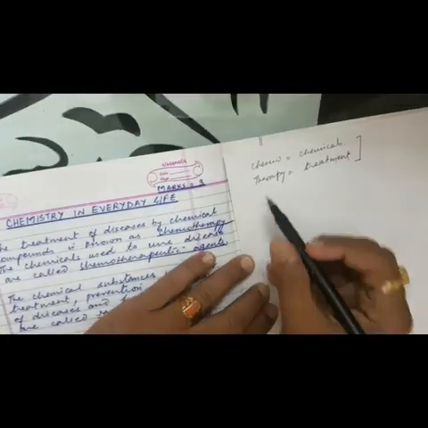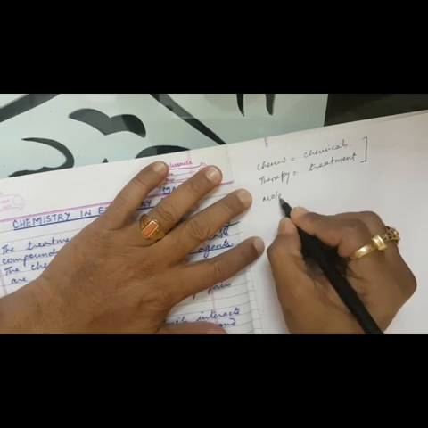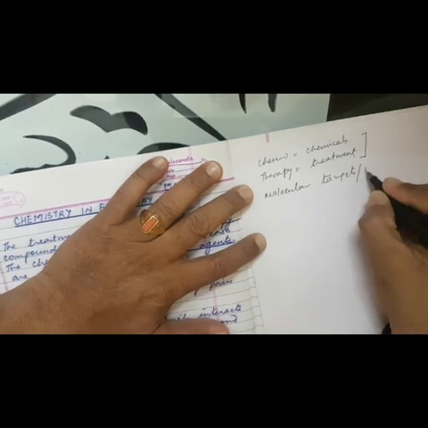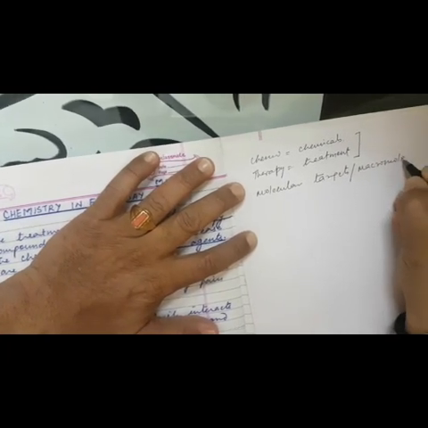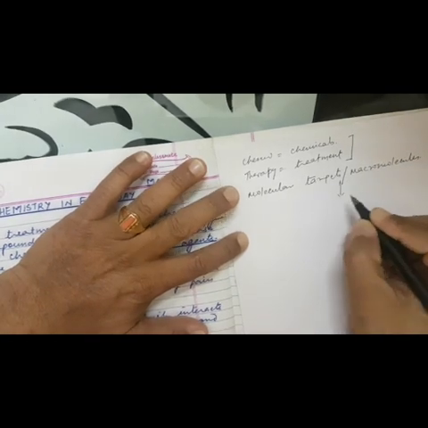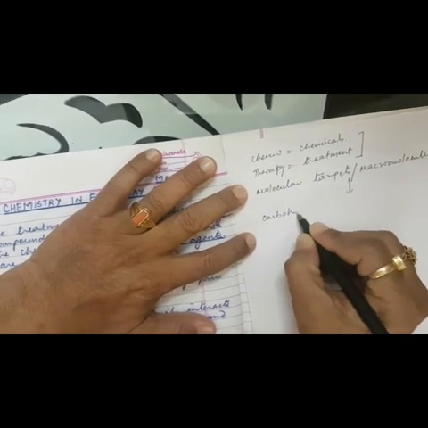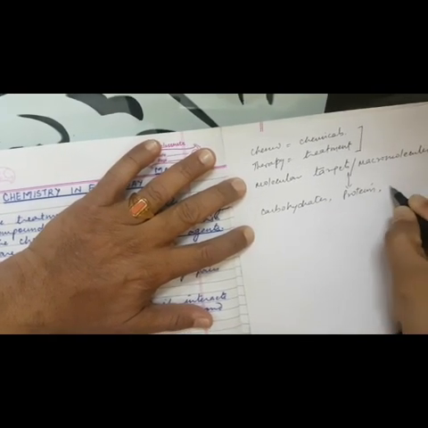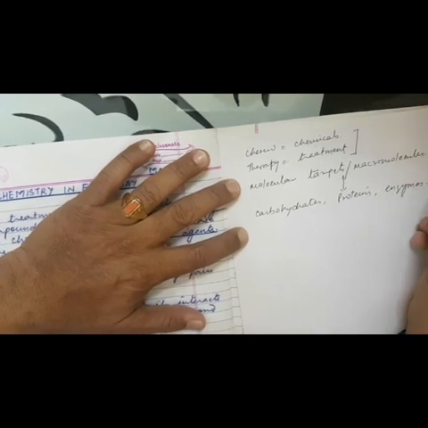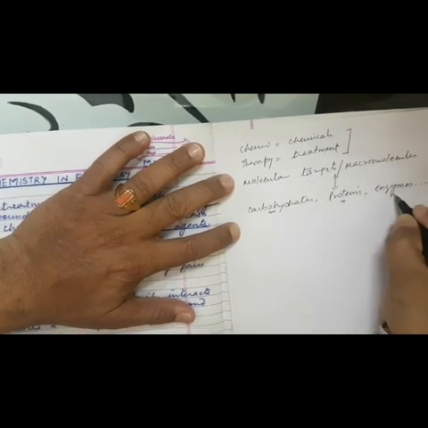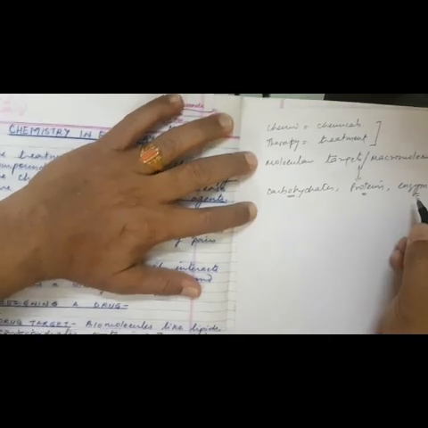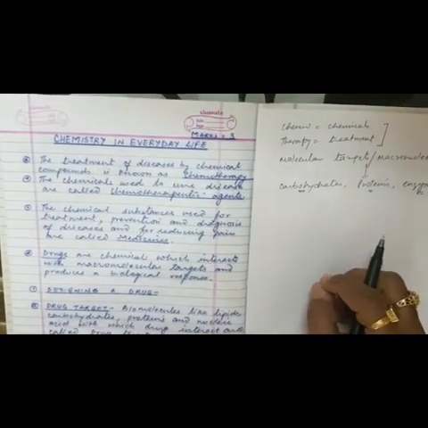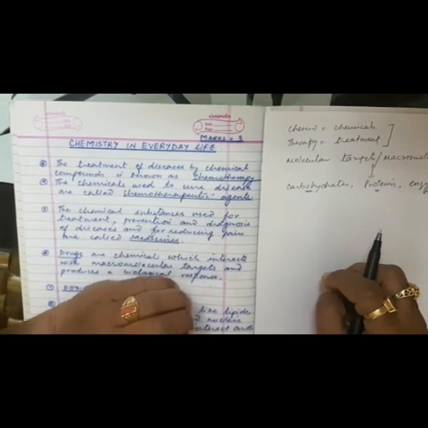Macromolecular targets are molecular targets or macromolecules. These are carbohydrates, proteins, enzymes, etc. These are present in our body, and with these molecules drugs or medicines interact, and after the interactions they produce biological responses.